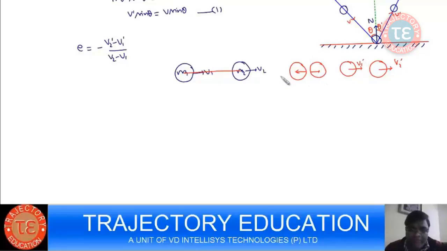Or if M2 is very, very heavy, this V1 will get reversed, but the line of motion is not going to change. The line of motion remains the same, right? So that's the head-on collision. The velocities of the bodies lie along the line joining the two bodies. You may have M1 getting reversed back, but it won't change the line of motion. The motion will remain one-dimensional throughout. That's called head-on collision.